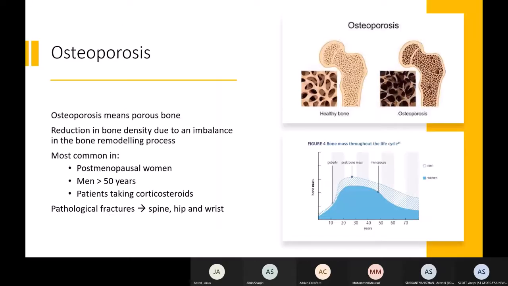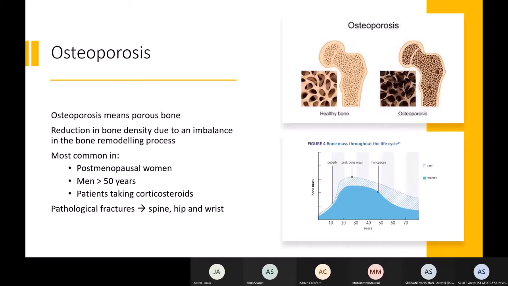So next topic of the week is osteoporosis. So osteoporosis literally means porous bone. And it describes this reduction in bone density due to an imbalance in the bone remodeling process. And what it leads to is like this picture up on the right hand side. You have this bone with these big gaps in it, bigger holes than normal, so it's just more porous. And the picture on the right at the bottom just shows that your bone mass peaks between 20s and 30s.